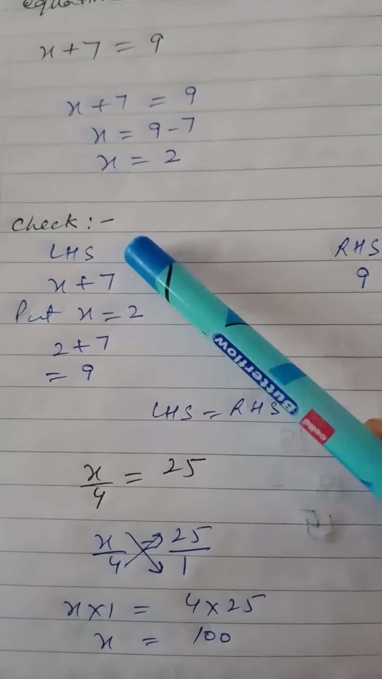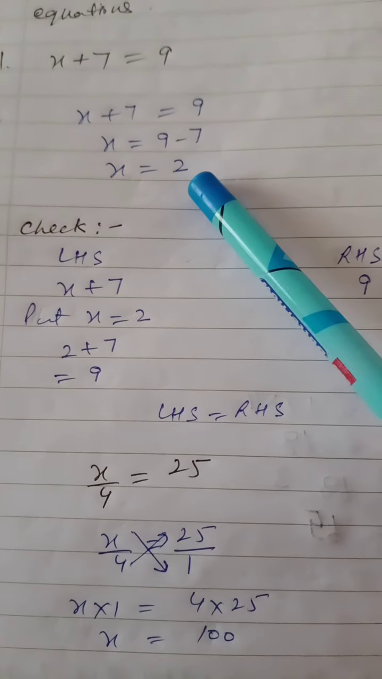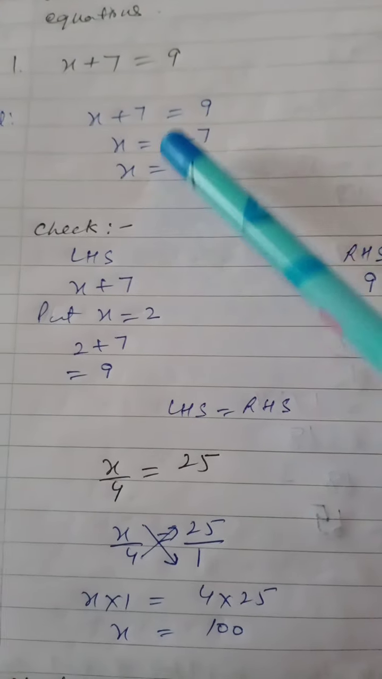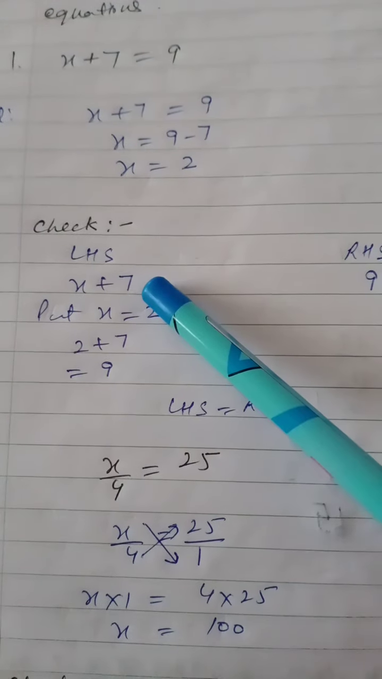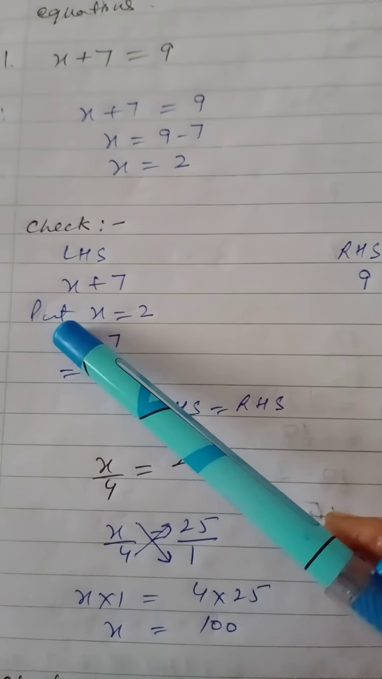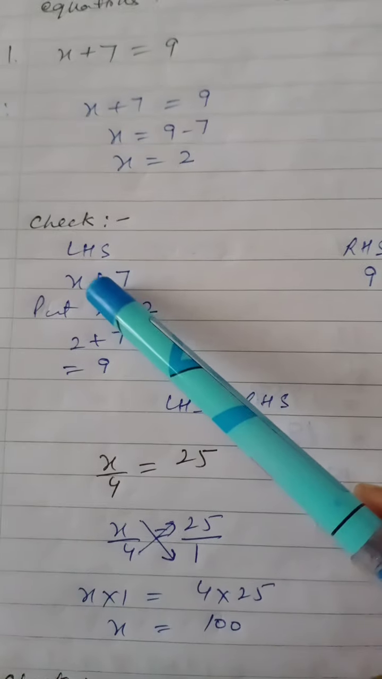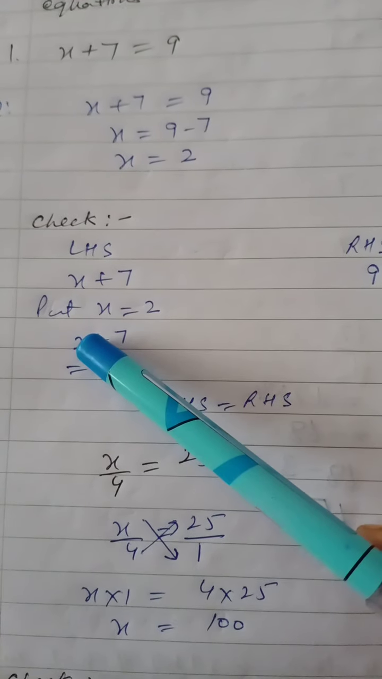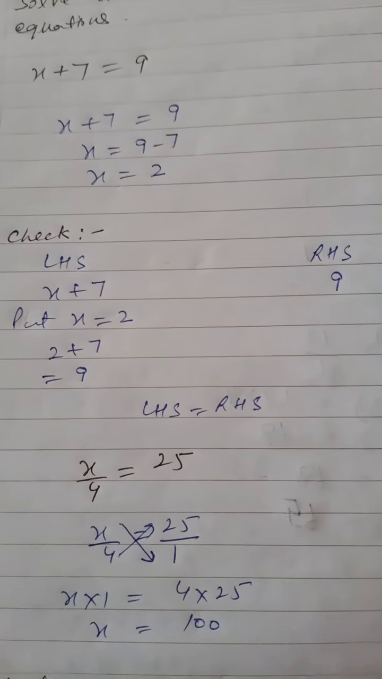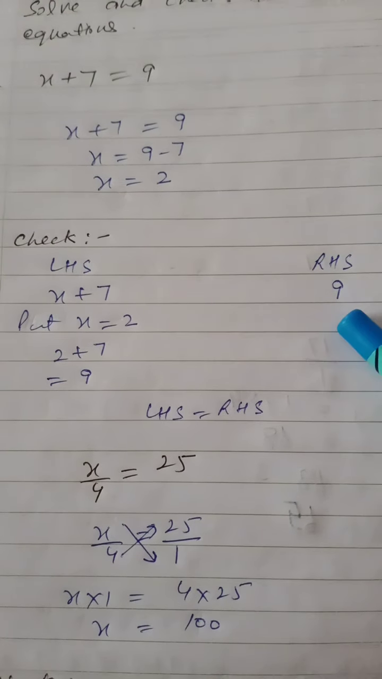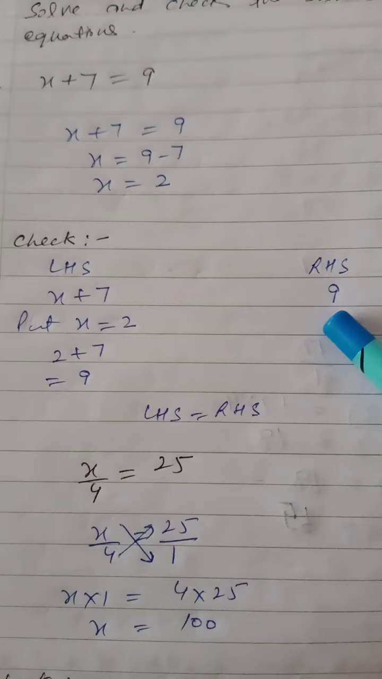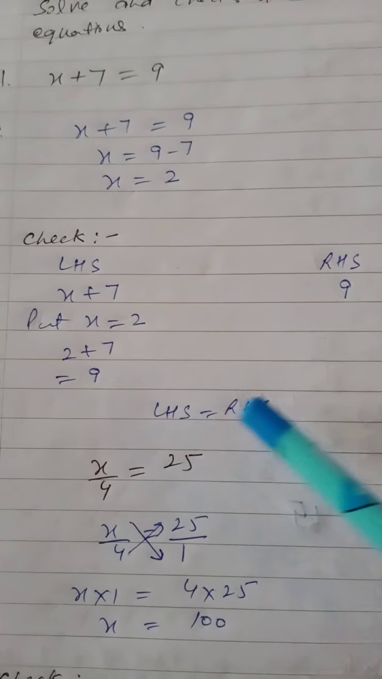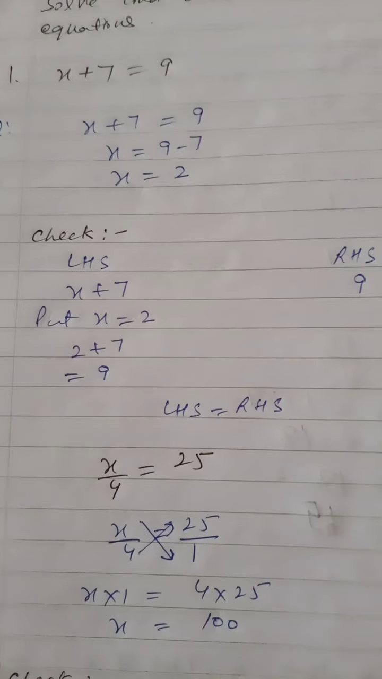Now we have to check whether this value 2 is correct or not. First we will take the LHS, left hand side, x plus 7. Now we will replace the value of x in this left hand side. Now x is 2, so 2 plus 7, 9, and the right hand side was already 9. In the right hand side there is no x, so we will not replace the value, and both sides are equal, so LHS is equal to RHS. It means our value is correct.